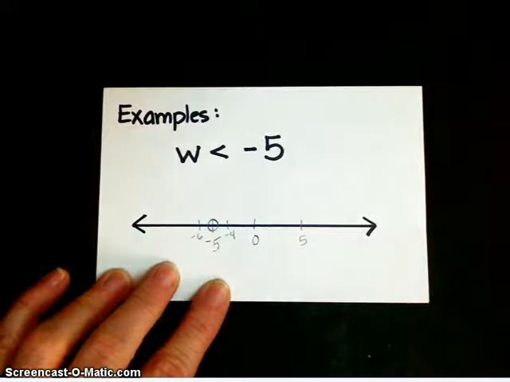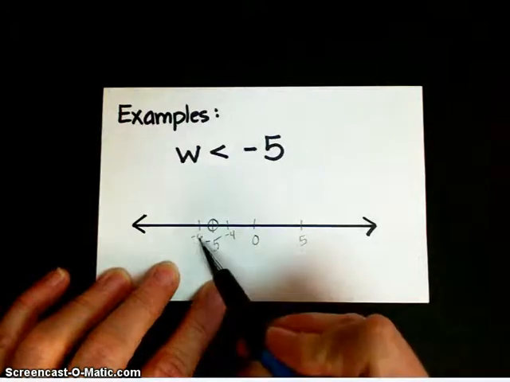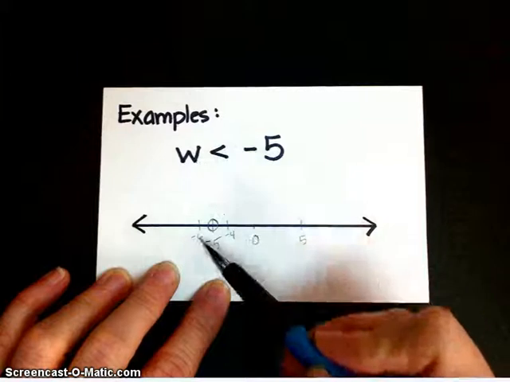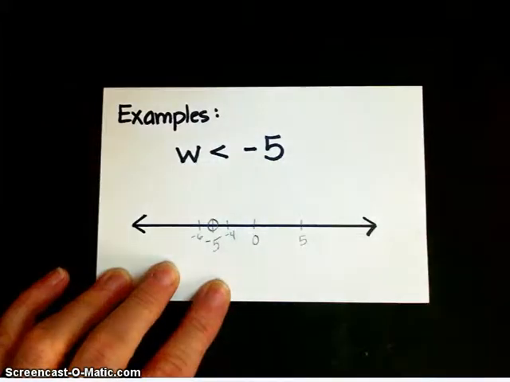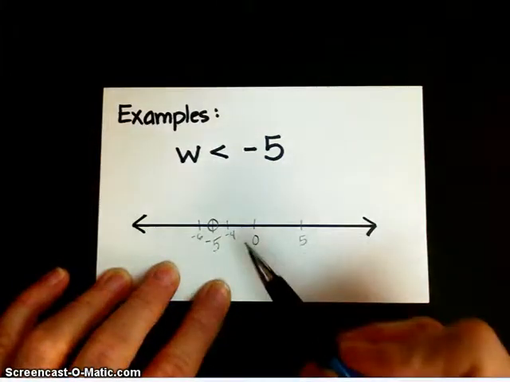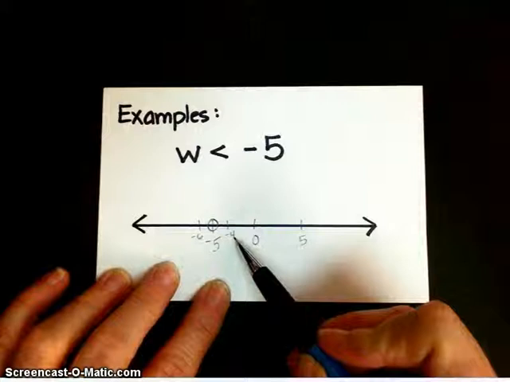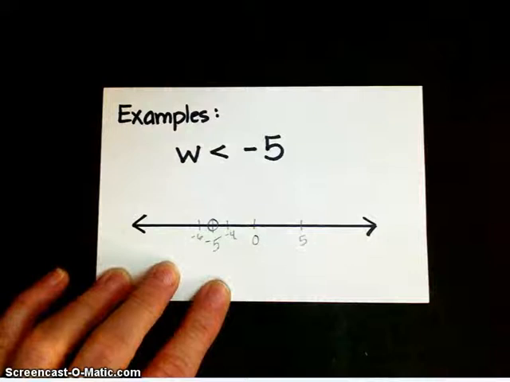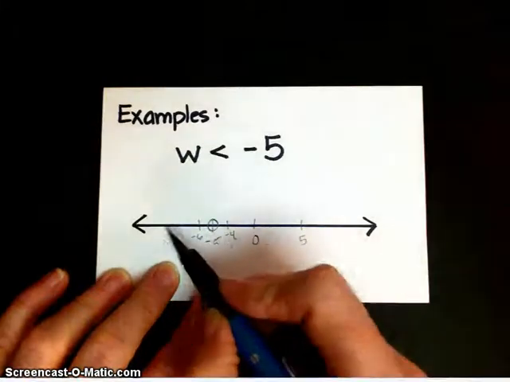Now here's the question. Which direction makes this statement true? So I'm going to look to the left and to the right of those numbers. Is negative 6 less than negative 5? Yes. Is negative 4 less than negative 5? No, it's bigger because it's closer to 0. And so that means my arrow is going to go to the left.